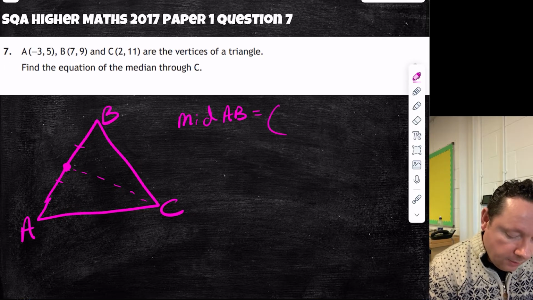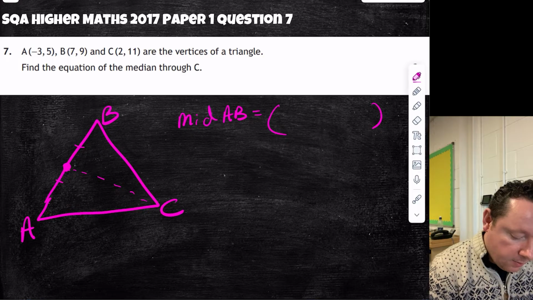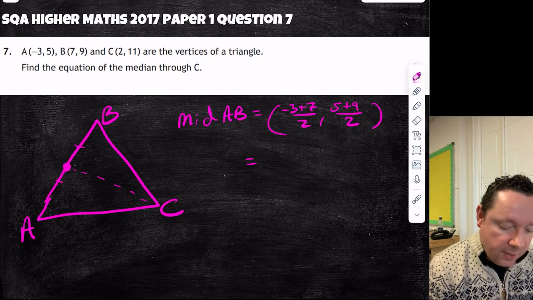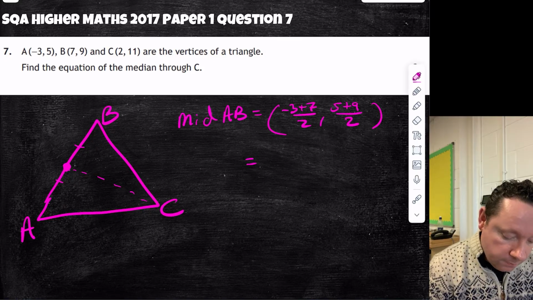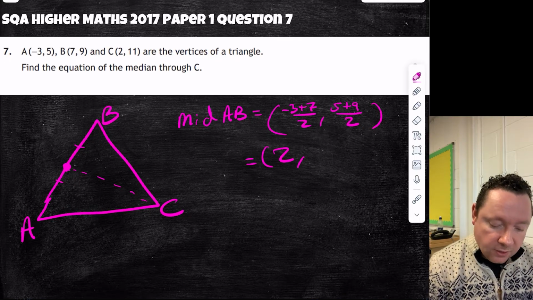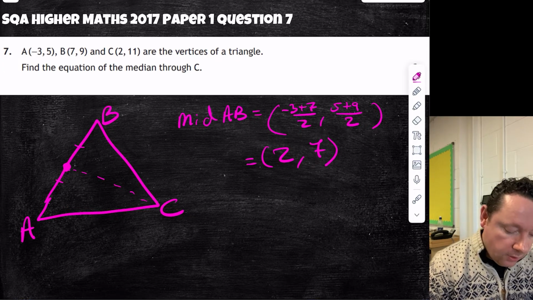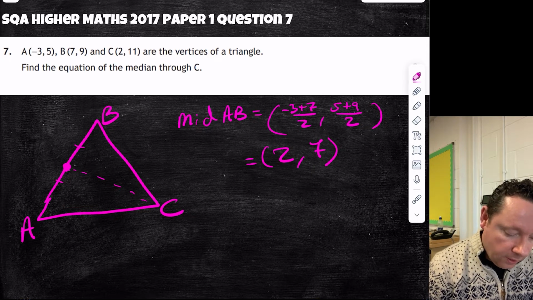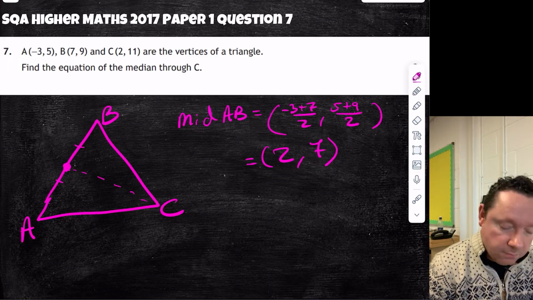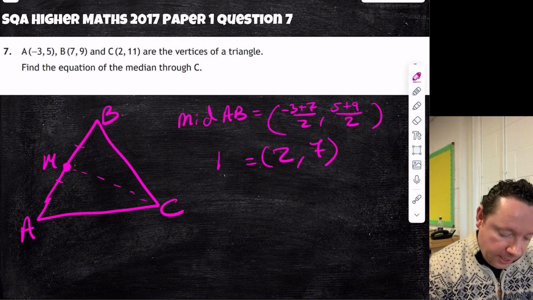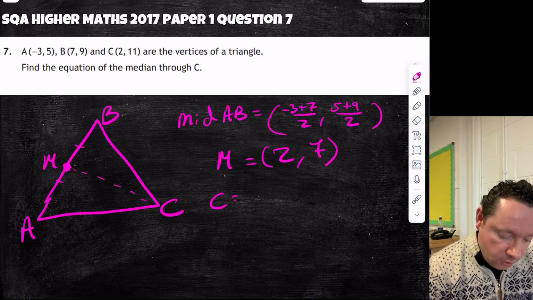The midpoint of A and B is equal to, we just add minus 3 and 7 and divide by 2, and we add 5 and 9 and divide by 2. So that is equal to 7 minus 3 is 4, divided by 2 is 2, and 5 and 9 is 14, divided by 2 is 7. So we've got our midpoint. We now need the gradient between our midpoint, let's call it M, and C. So that's M, and remember C was equal to (2, 11).